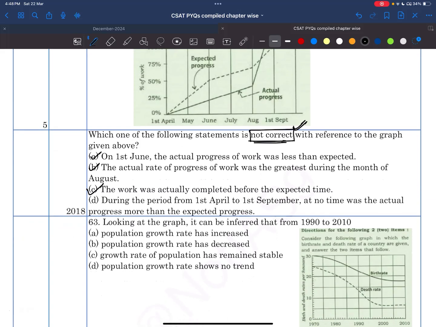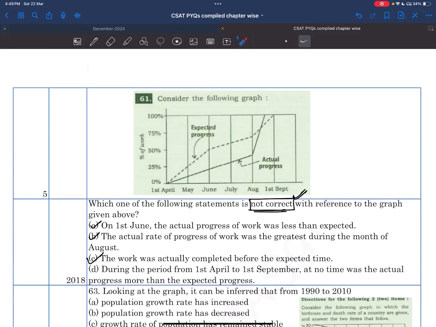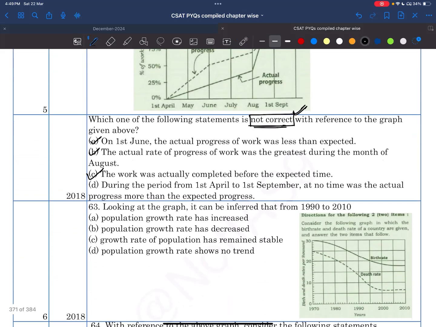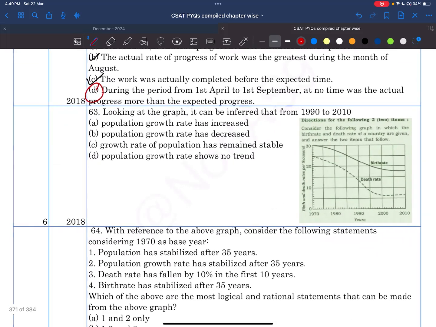Let's check. During the period from 1st April, that means here, to 1st September, at no time was the actual progress more than the expected progress. See here, the actual progress is greater than the expected progress, right? So the answer will be D. D is wrong. So let's go to the next question.